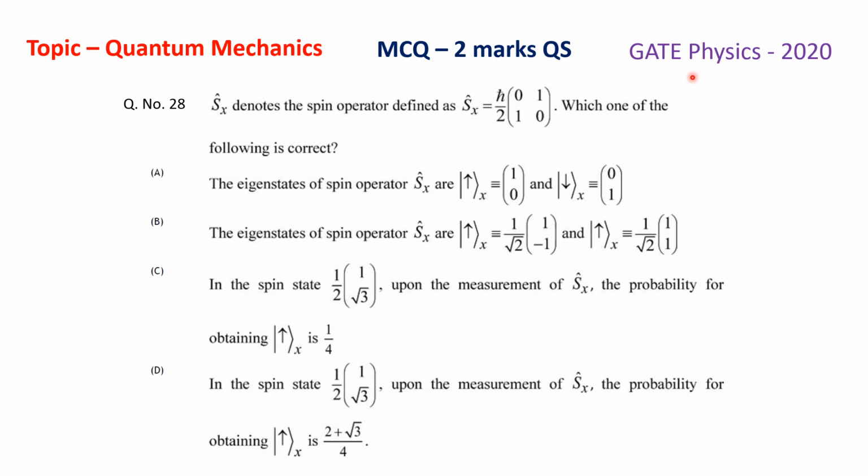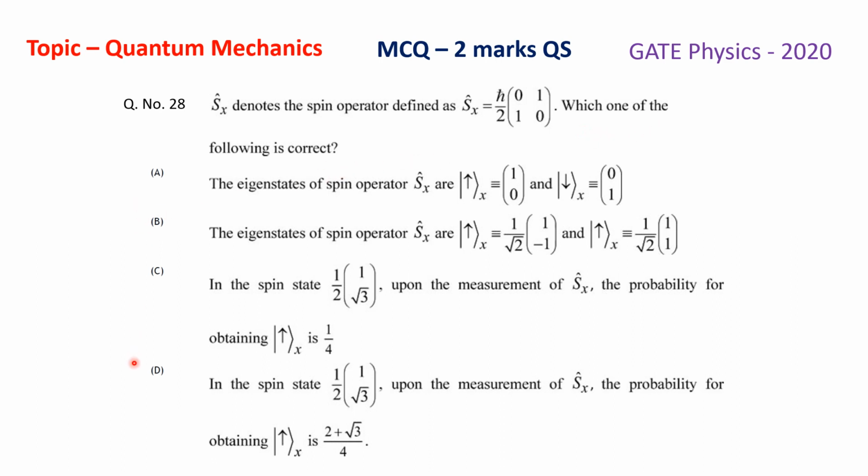This question was asked in the GATE Physics paper 2020. This is an MCQ having 2 marks. The topic of the question is quantum mechanics. The question is: the operator Sx cap denotes the spin operator defined as Sx cap equals ħ/2 times the matrix 0, 1, 1, 0. Which one of the following is correct?